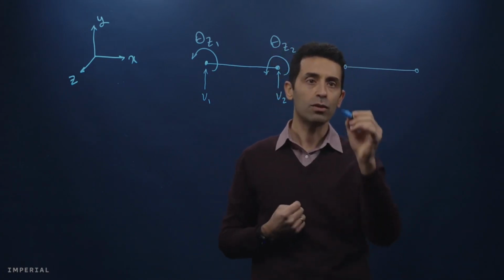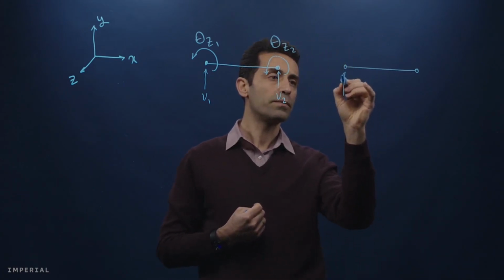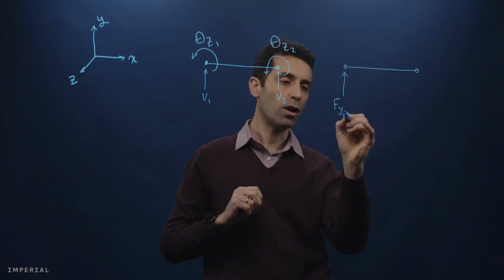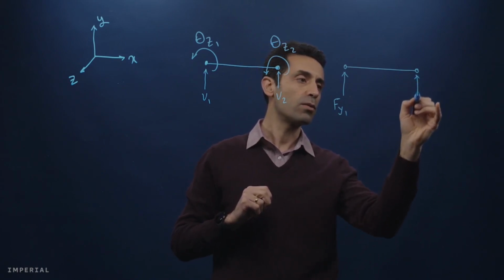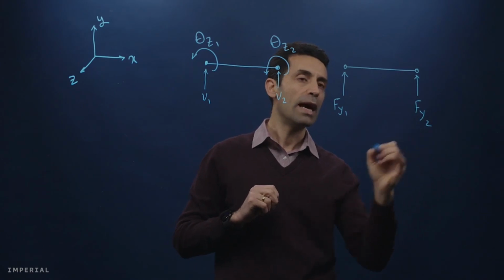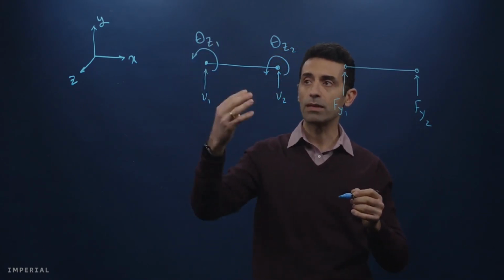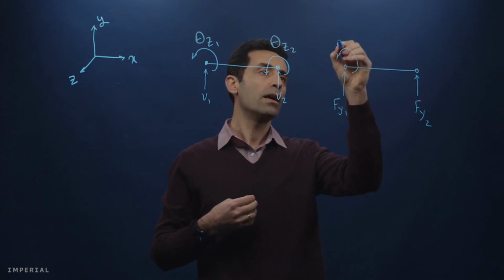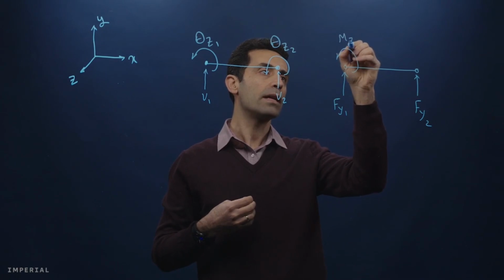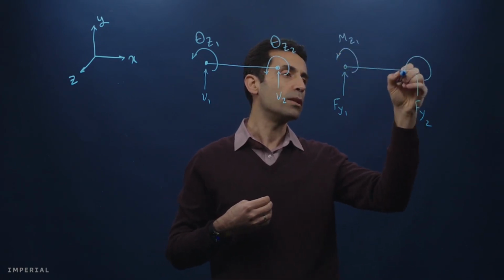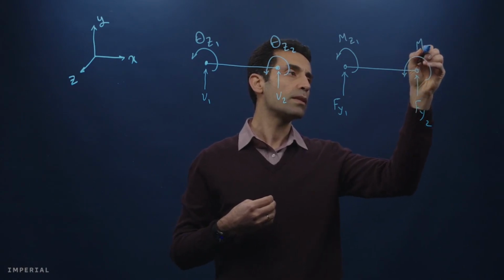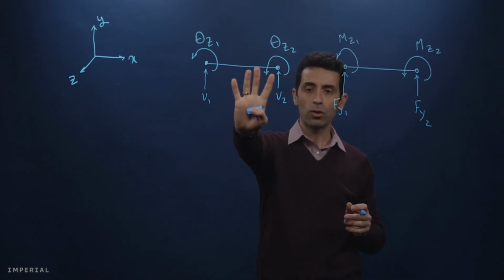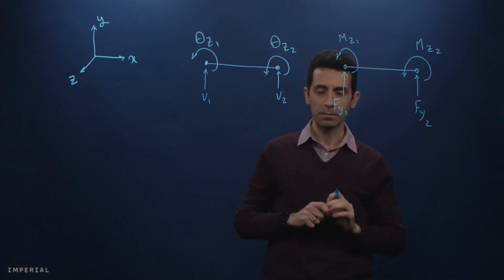And now I'm going to show the forces. So one force is corresponding to V1. So this is Fy1. And then this one corresponds to V2, Fy2. And then we have moments that are related to theta Z1 and theta Z2. So this is one moment, M Z1. And this is another moment, which we call M Z2, right? So now we have nodal displacements and nodal forces.